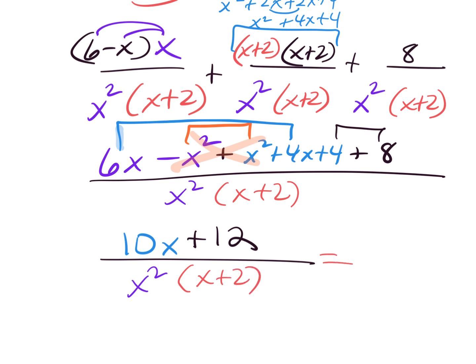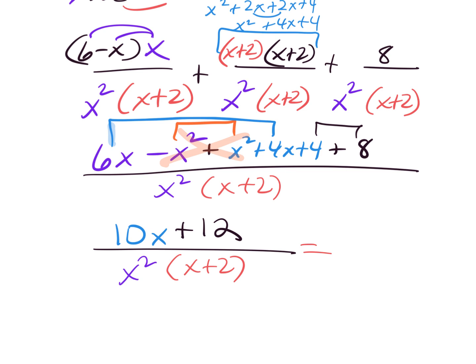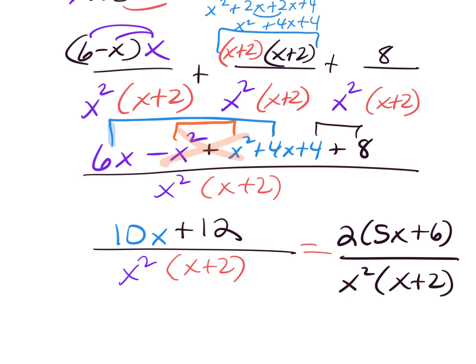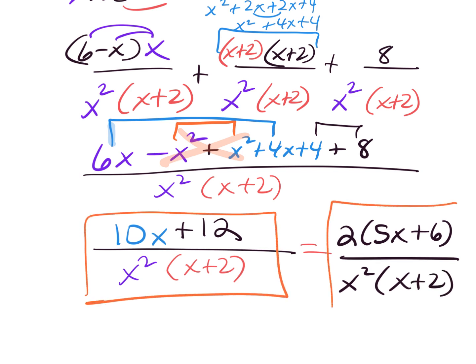I'm going to factor that numerator to see if anything will cancel. I can factor out a GCF of 2, and then I'm left with 5x plus 6. Nothing ends up canceling. So just leave it like that. So you can either leave it like this or like this. And that is it for the notes on adding and subtracting.